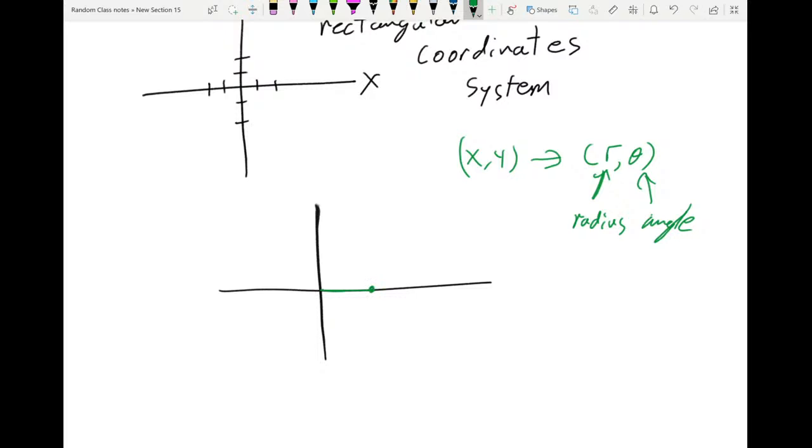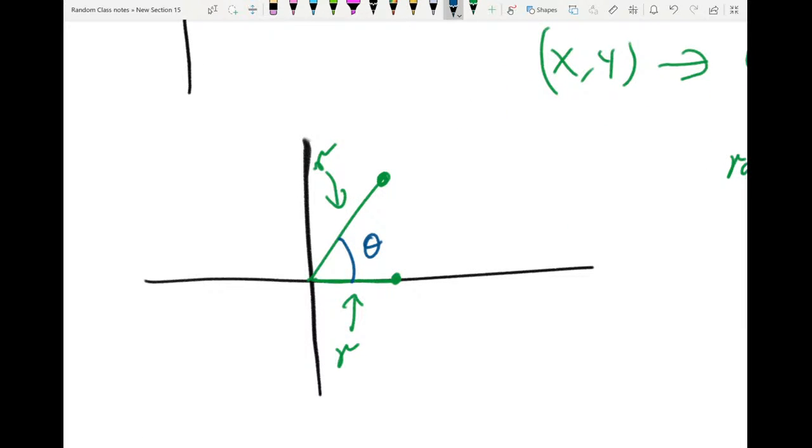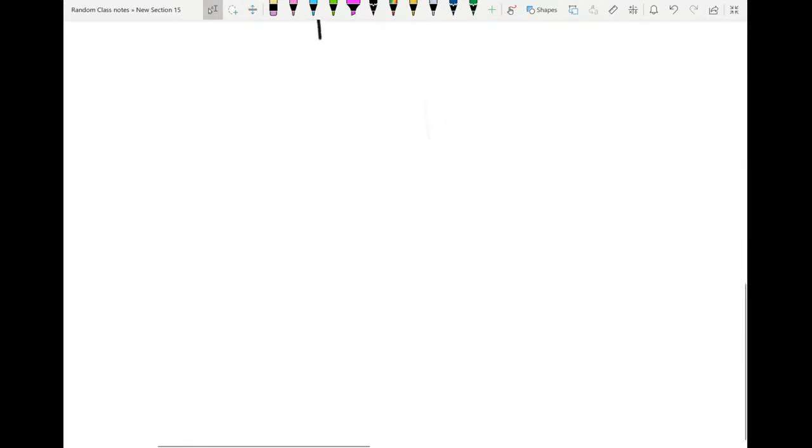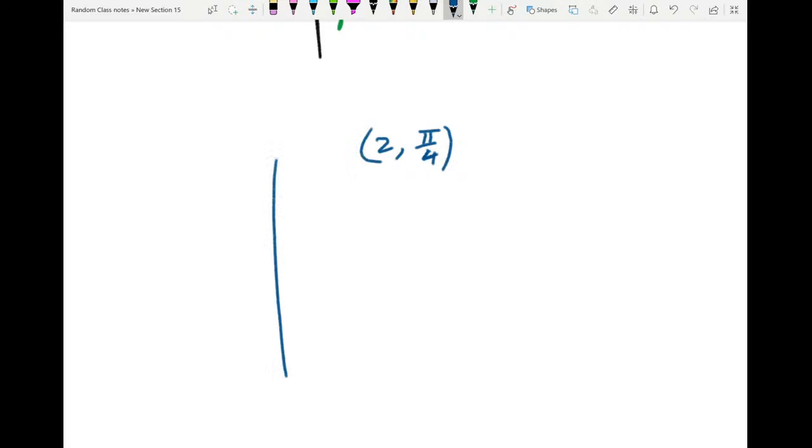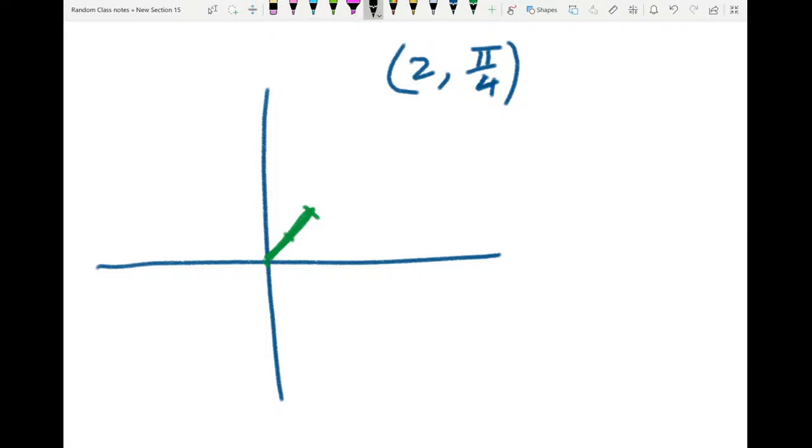So let's look at this. We want to know the length of this radius, and then we want to figure out the angle. Not only do we have to figure out the radius, now we have to figure out the angle too. Once we figure out the radius and the angle, we can figure out where the point is going to be. A good example would be 2 comma pi over 4. What does that mean? The length would be 1, 2. That's the radius, and the angle is pi over 4, and our final answer will be like that.